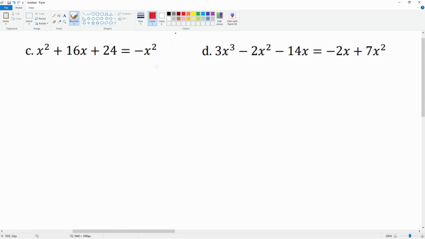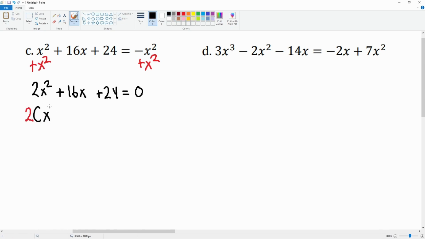C. We want this equal to 0. So we're going to add x squared to both sides, and these two are now like terms. This becomes 2x squared plus 16x plus 24. We bring down those terms. It now equals 0. I notice there is a GCF, and the GCF here is 2. If I pull out 2 from each term, that leaves me with x squared plus 8x plus 12. I can now try to factor the inside here. So I'm trying to find two numbers that multiply to make 12 and add up to make 8.